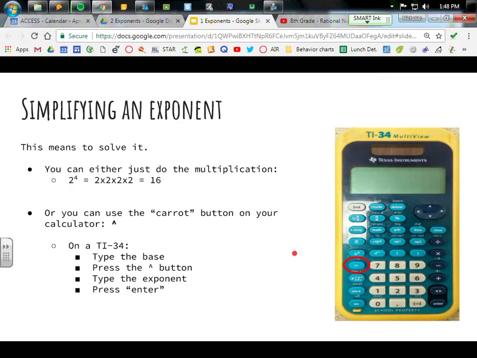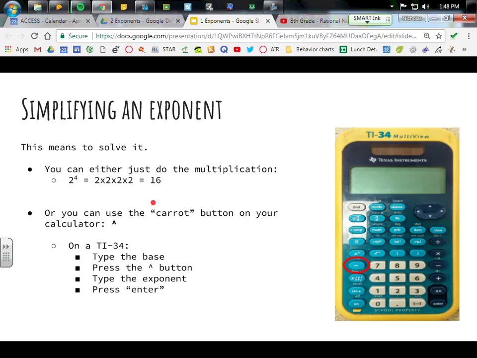How do you simplify an exponent? Meaning, find out what it's worth. So we can do that 2 ways. We can either just do the multiplication. So, for example, if you have 2 to the 4th power, that means 2 times 2 times 2 times 2. You just multiply that all out, and you get 16, right? 2 times 2 is 4. 4 times 2 is 8, and 8 times 2 is 16. All right, that exponent should be pretty easy to do.